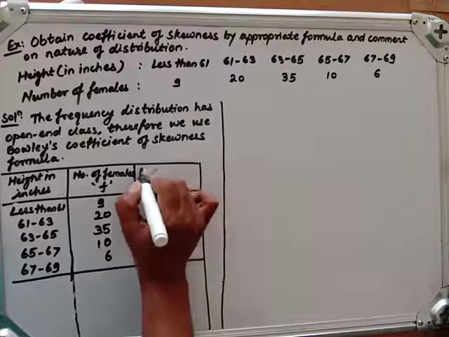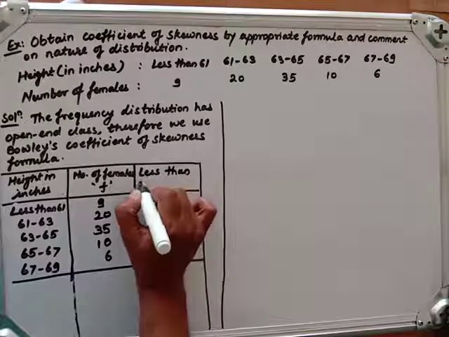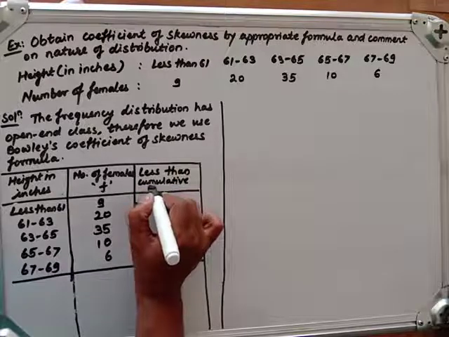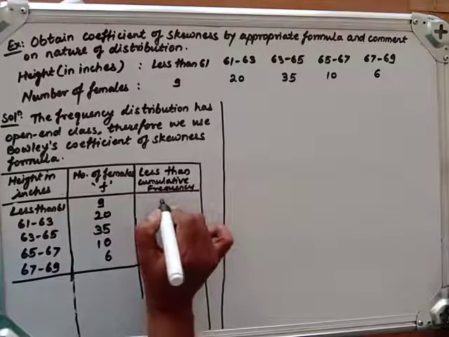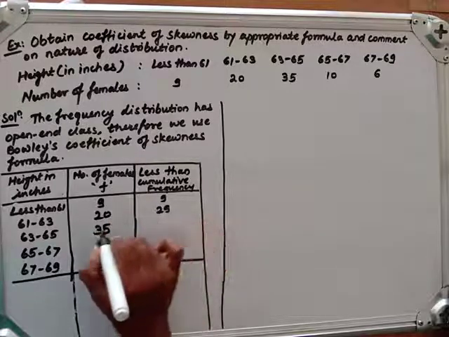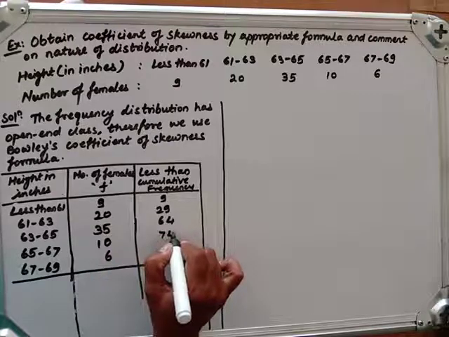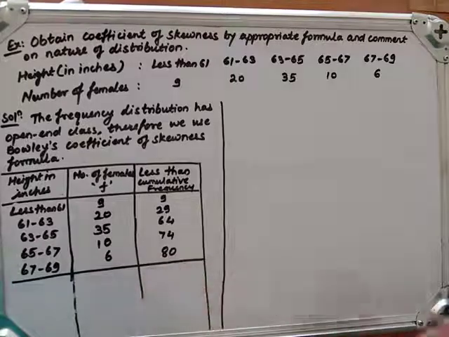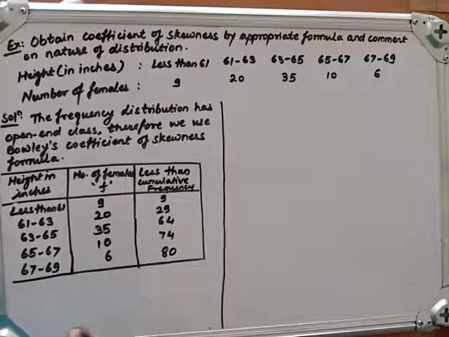So here less than cumulative frequency. This is 9. This is 9 plus 20, so 29. 29 plus 35, so 64. Then 64 plus 10, 74. 74 plus 6 will be 80. This is the chart we get. Now let us start to determine quartiles Q1, Q2 and Q3.